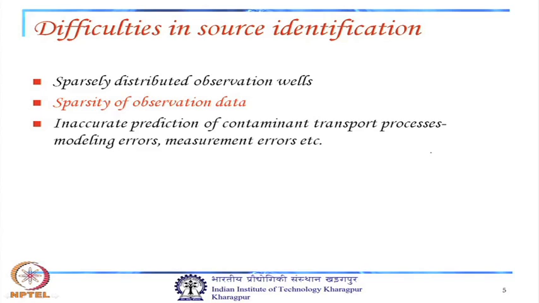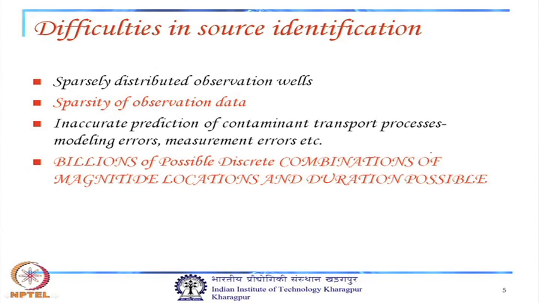So, one kind of error that may be there is related to modeling error, another one is measurement error. So, sparsity of data, error in measurement and error in modeling. These three are the most important things for source identification. So, billions of possible discrete combinations of magnitude, locations and duration are possible. So, there may be multiple combinations that will give you the same set of breakthrough curves that is available for a particular monitoring well.